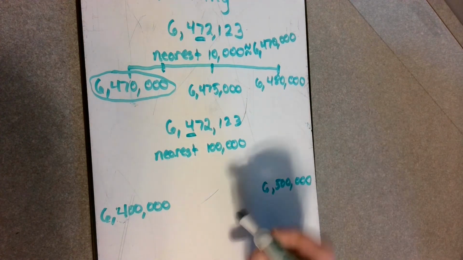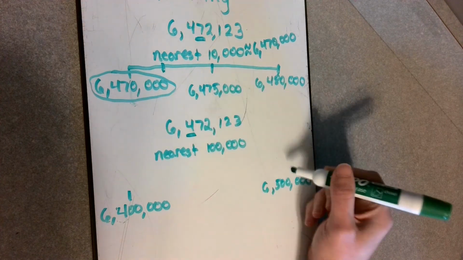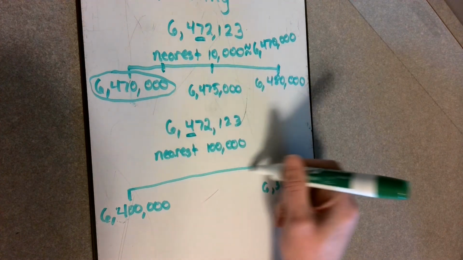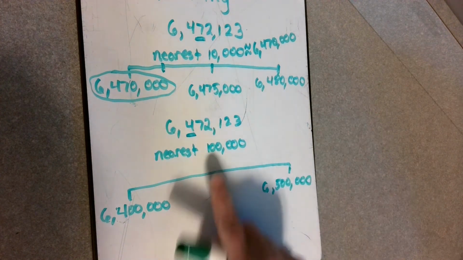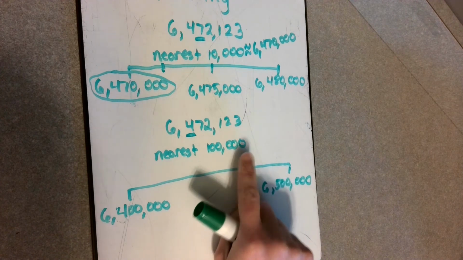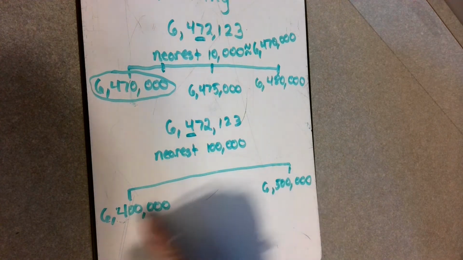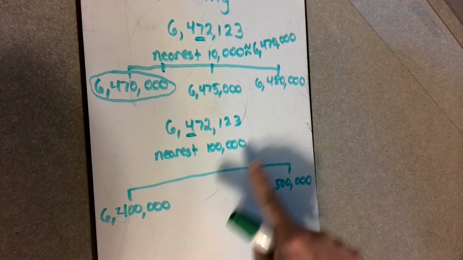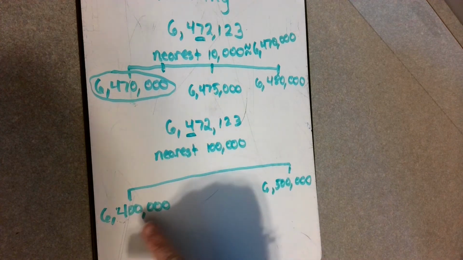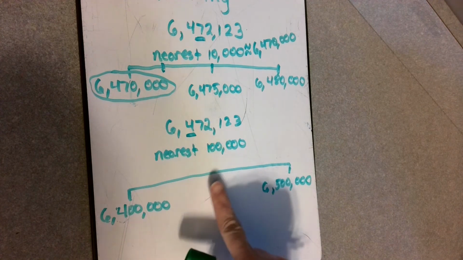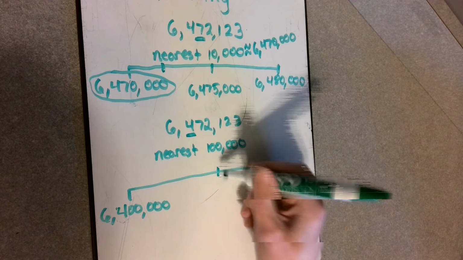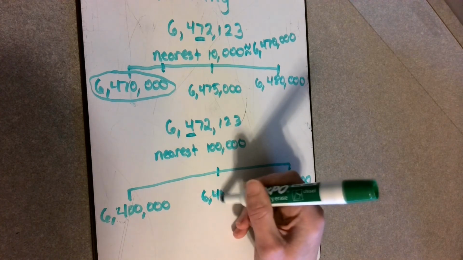Okay. So I think about what my halfway point is in between these two numbers. Rounding to the nearest 100,000. Half of 100 is 50, so 50,000 is half of 100,000. And think about the range between these two numbers is 100,000. So halfway would be adding 50,000 to my lower number. So 6,450,000.